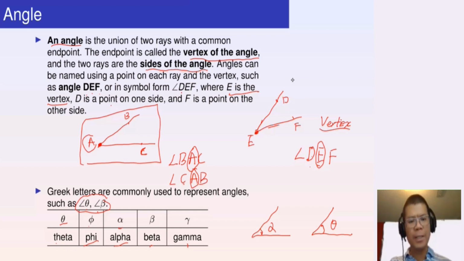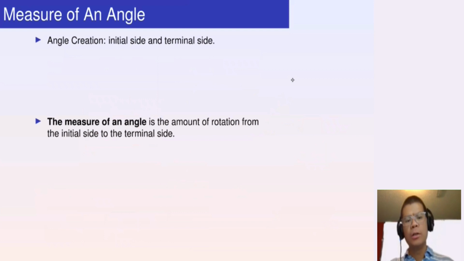Now, angle creation. How do we create an angle? As we know, there is a vertex and two rays with a common vertex. In real life, we commonly have angles. If you have a slope, there is an angle between the slope and the horizontal, the horizon. So there are many different cases of angles we use.